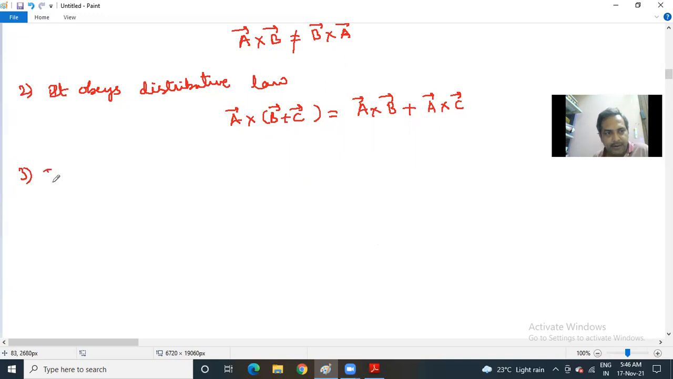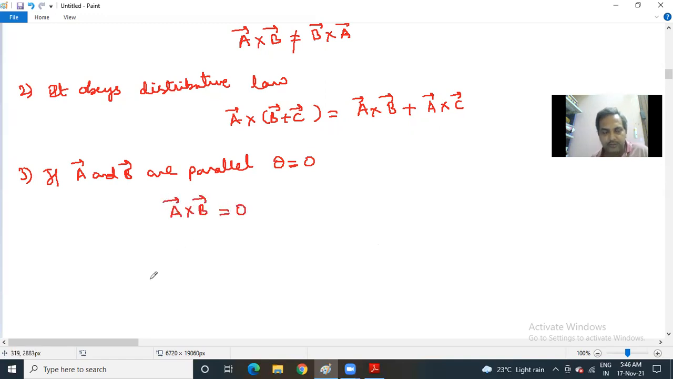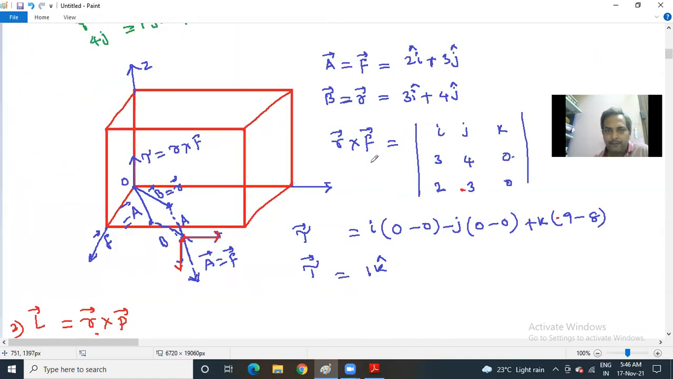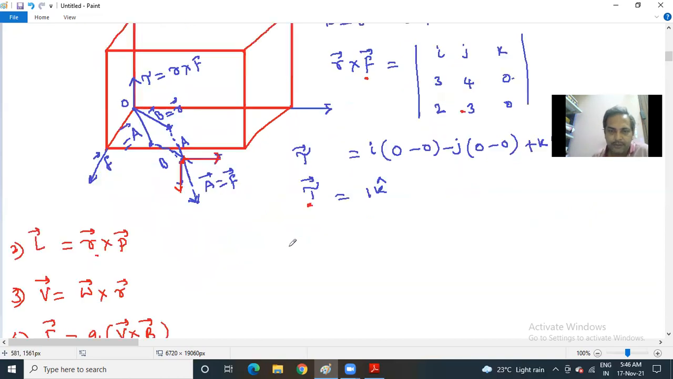Next, suppose vector A and vector B are parallel. Vector A and vector B are parallel means theta will be 0. So sin 0 is 0, so cross product vanishes. A cross B is equal to 0. In the case of torque examples, if R and F, force and position vector, are parallel, torque does not exist. So rotation is not possible.